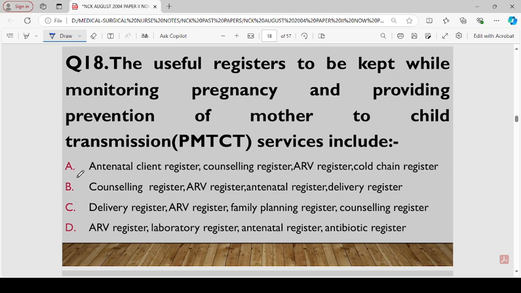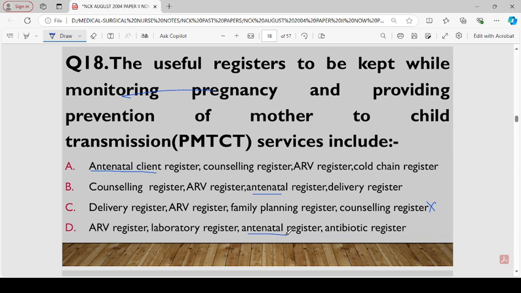The useful registers to be kept while monitoring pregnancy and providing prevention of mother-to-child transmission services include, all right. While pregnant, the document that normally keeps the records of a mother, of course, is the antenatal register. So the antenatal register, we need it. I'm happy it's here. It's also here. Antenatal register missing here, right? It's missing here. Antenatal register, it's here, right? Okay, so we can have at least those three options for now.